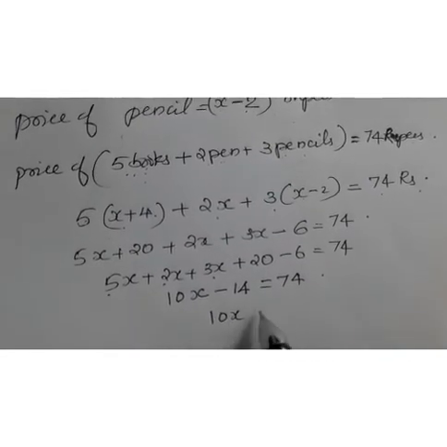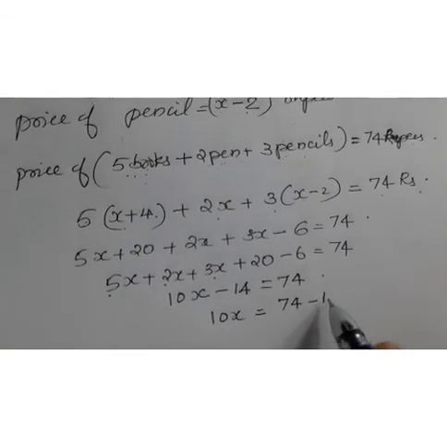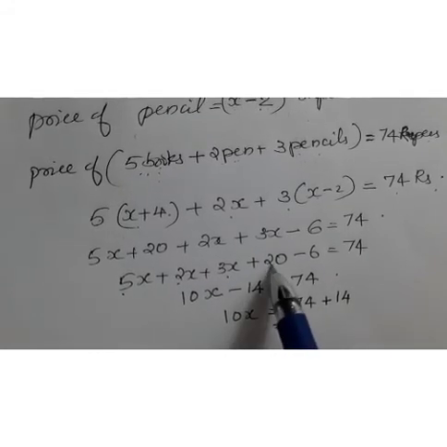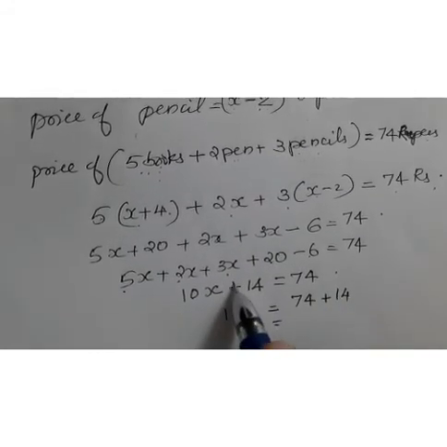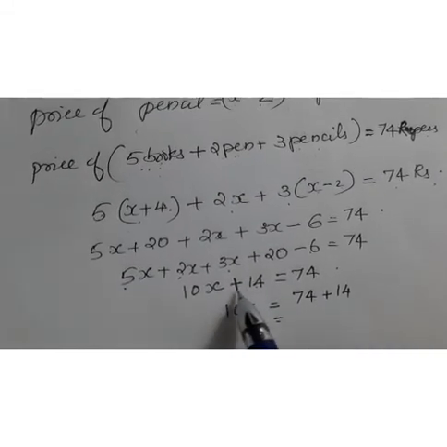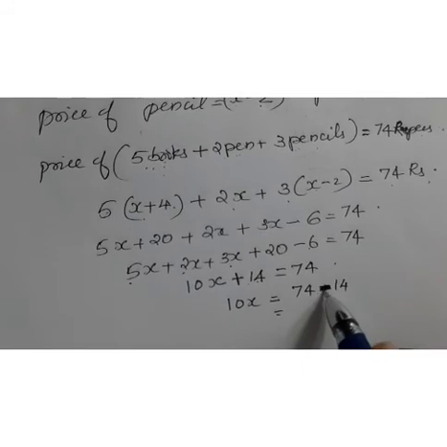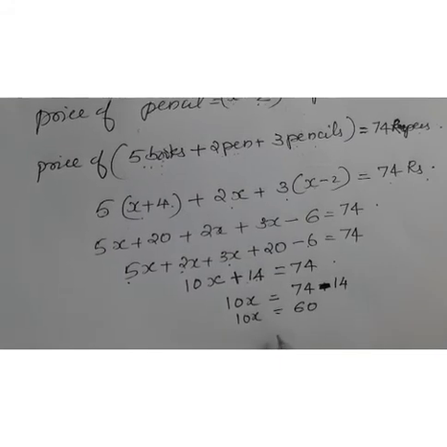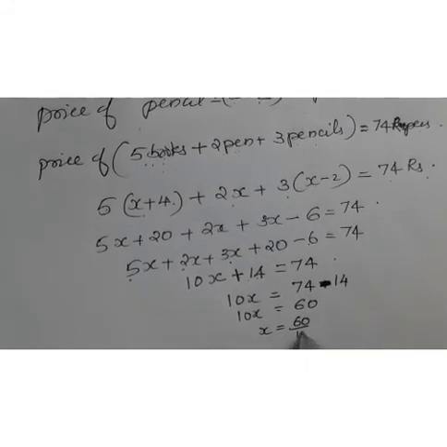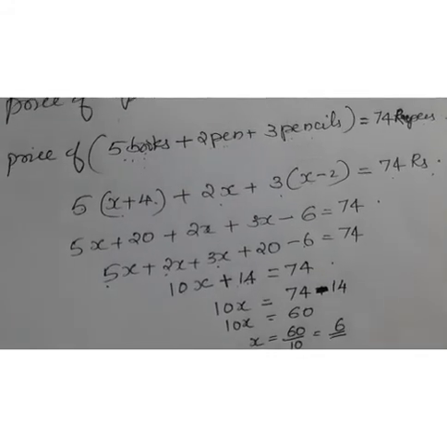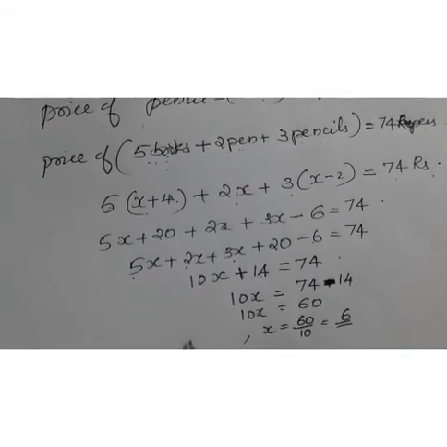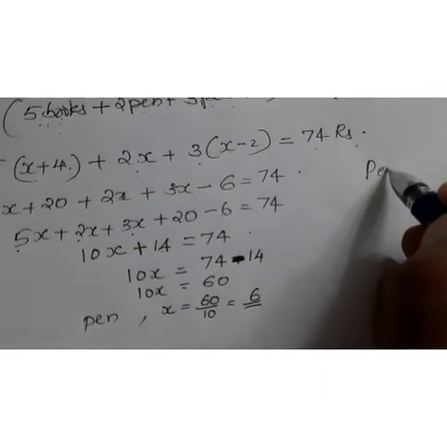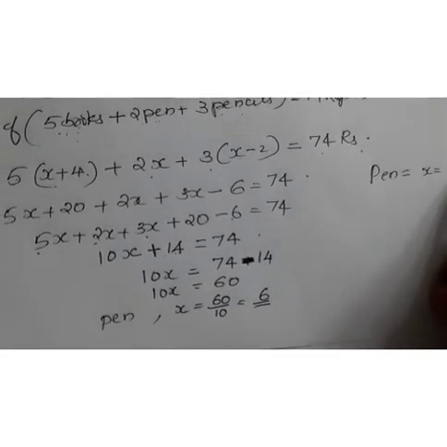So what is the value of 10x? There is a correction: 20 minus 6 is not minus 14, it is plus 14. So plus 14 will come to the other side. So it is 74 minus 14, we get 60. So the value of 10x is 60. What about x? 60 by 10 is equal to 6. So what is x? x is the value of the pen. So the value of the pen is x equal to 6 rupees.